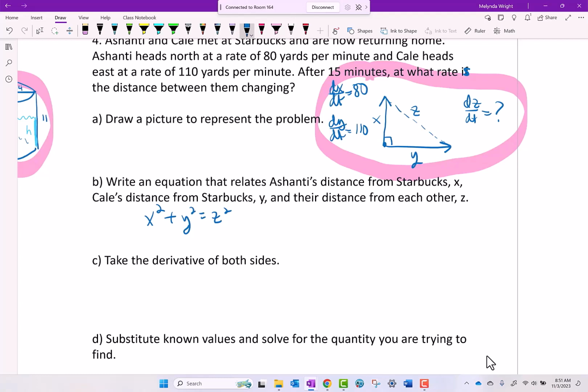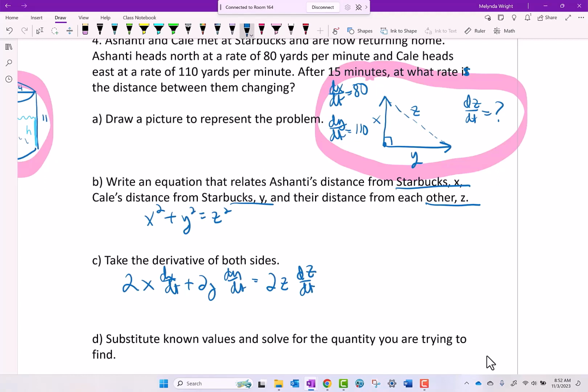They labeled X as Ashanti and Y as Kale. So that was their choice. And their distance is Z. So they kind of picked the variables for us. Our next step, after we get the equation written, is to take the derivative of both sides. Of course, we're tagging everything with a t. We take the derivative with respect to t. So this would be 2x dx/dt plus 2y dy/dt equals 2z dz/dt.